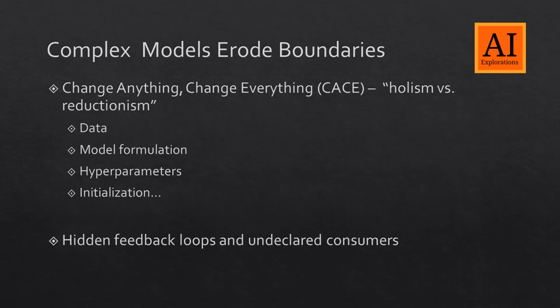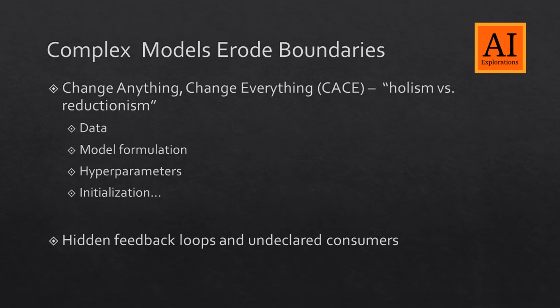The first of these themes is complex models erode boundaries, and the term that they use really to describe this phenomenon is change anything and you change everything. It's the holism versus reductionism debate that is rejuvenated essentially in the context of machine learning. Now, machine learning systems tend to be built as closely coupled systems of data, models, hyperparameters, training, and deployment systems.